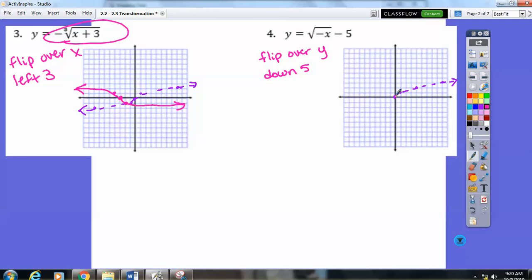down 5. So if I take this point, flip it over the y, it doesn't move. Down 5. If I take 1, 1, flip it over the y, it comes over here to negative 1, 1. Down 5. If I take 4, 2 and flip it over the y, it goes to negative 4, 2. And then down 5.